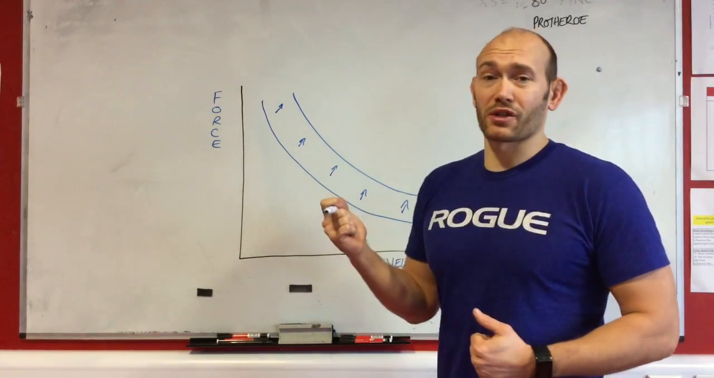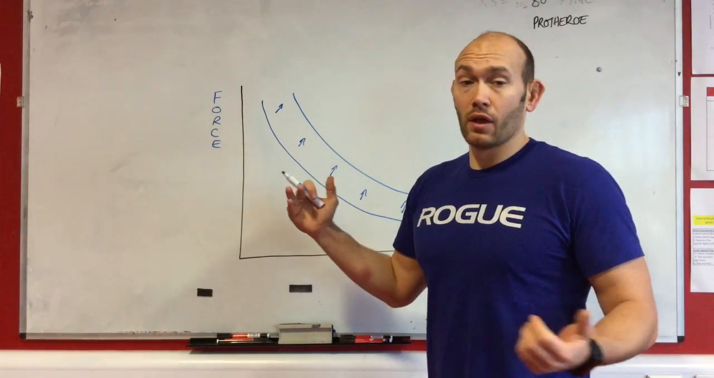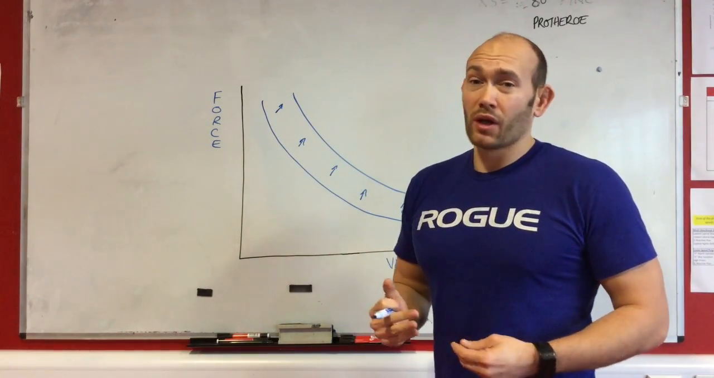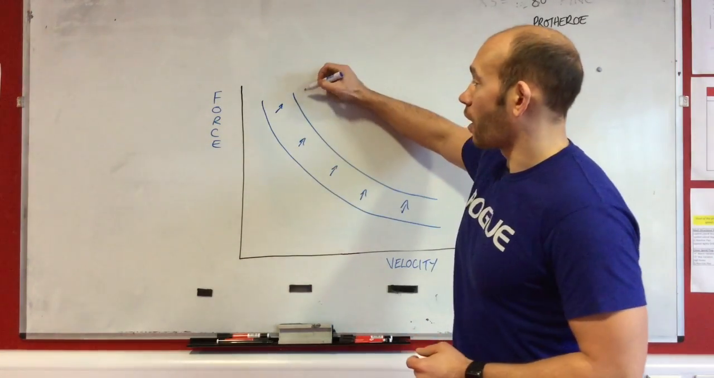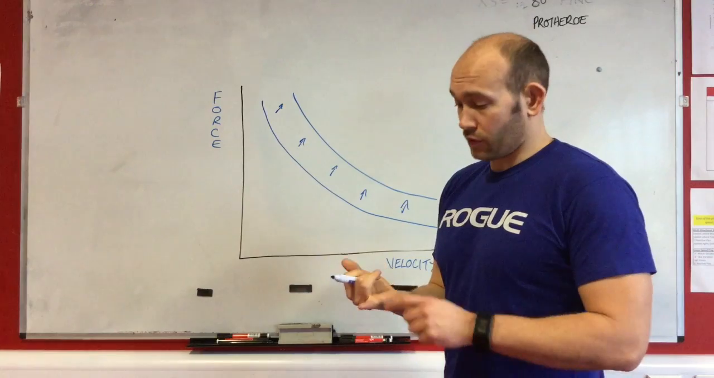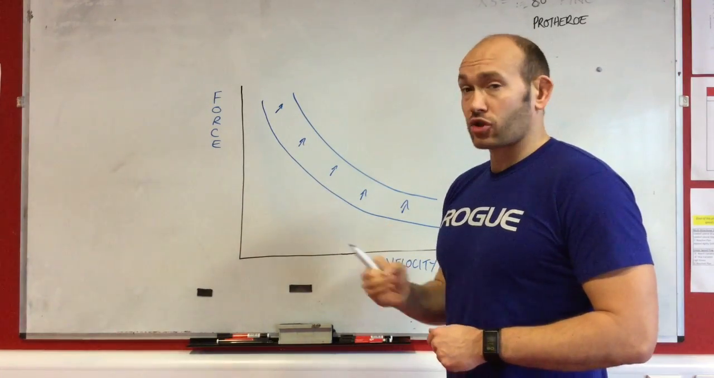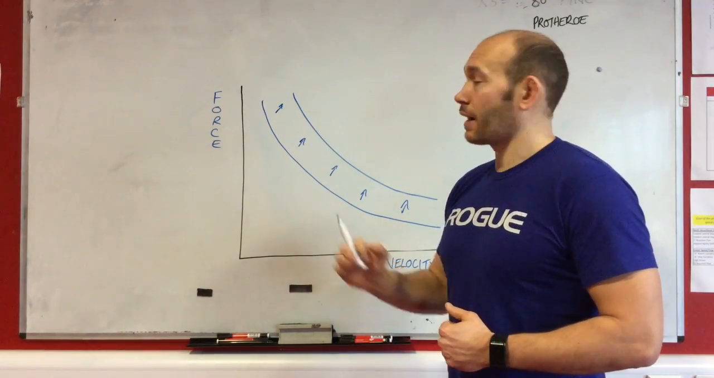Okay, so next question then is, how do we shift that curve to the right? Well, as a beginner it's pretty simple. Any resistance training would shift that to the right, but for best results you want to be training up here in high force with your squats, your deadlifts, getting good technique and building strength there, and that will shift up to there.